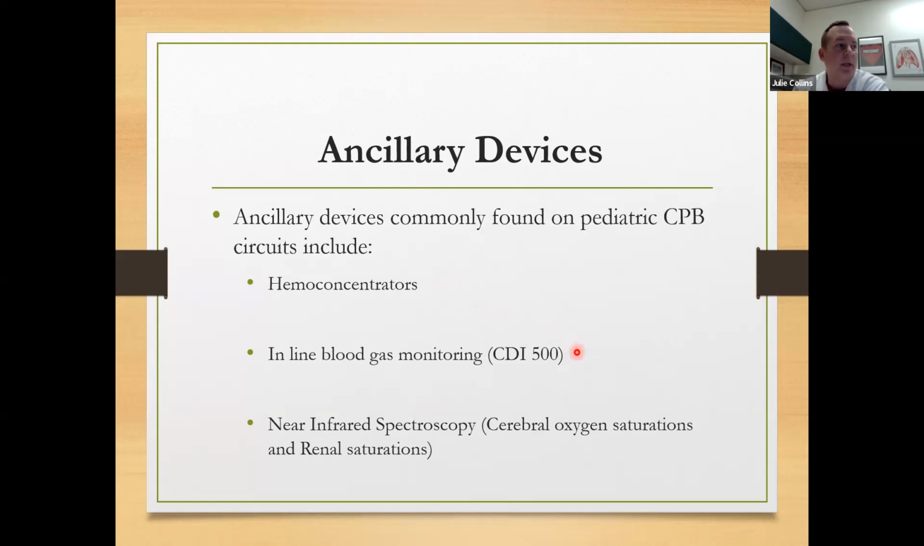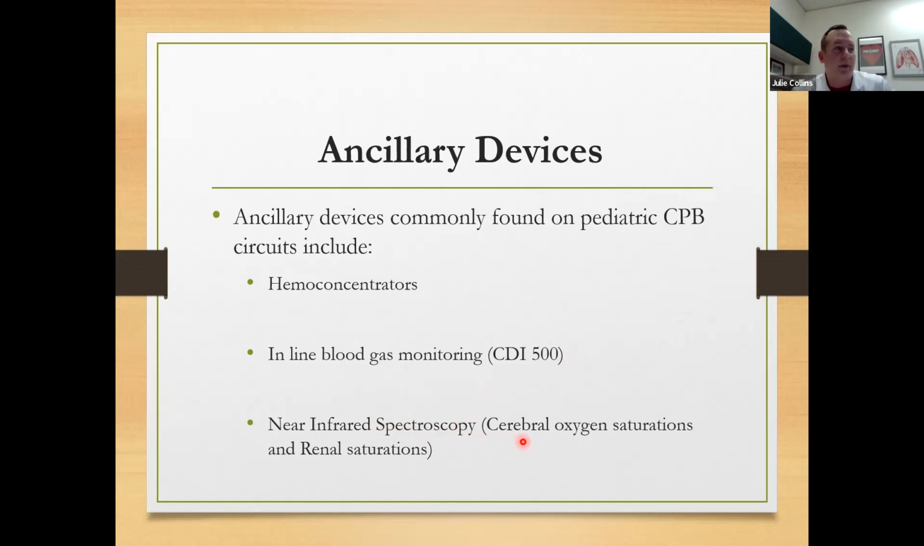Some type of inline blood gas monitoring is a standard of care. The CDI gives you nice real-time data that you can use to adjust your gas flows and your sweep flows. You can watch trends on your potassium and your pH. And again, NIRS is used on the adult side, but it's basically a standard of care on the ped side.